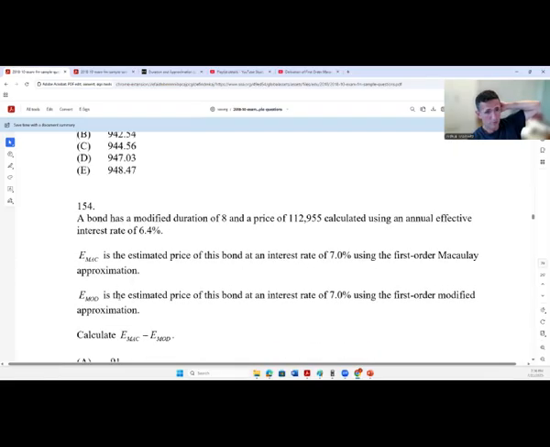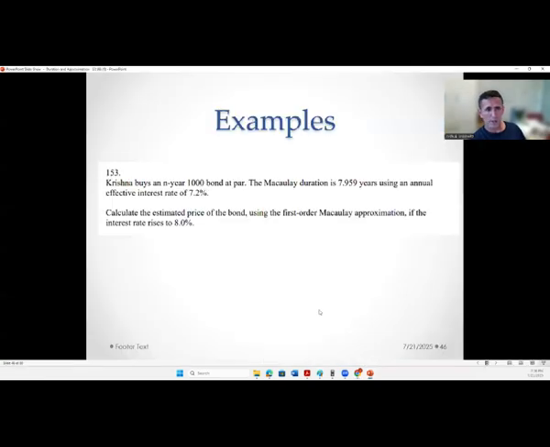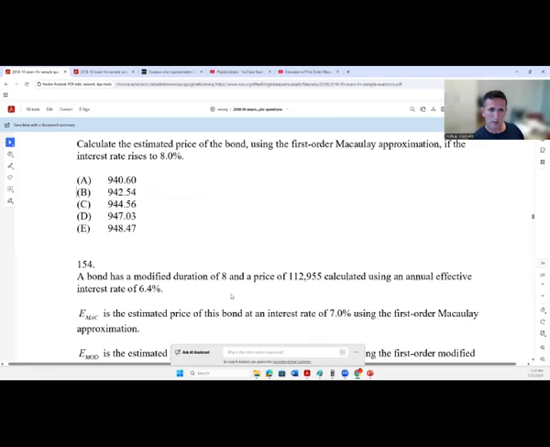This is another almost the same kind of problem. 154, I'm not going to do it. Okay, one more example and we will move on to something a little different. Same kind of problem, 146.